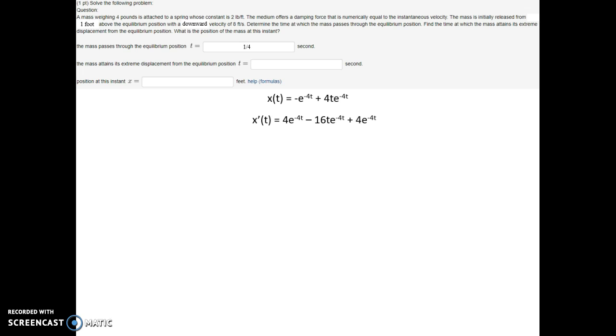So we find our x prime of t, and then we set that equal to 0. Once again, we solve. e^(-4t) will never equal 0, so we cross that out, and we find that our time is 1/2 a second. Then it asks us for the position at this time, so we simply put in 1/2 for t and solve, and there we have our answer, e^(-2), and there we have all of our answers to our problem.